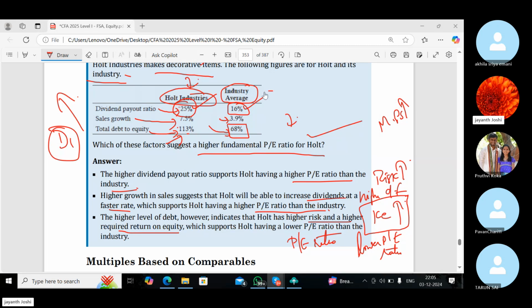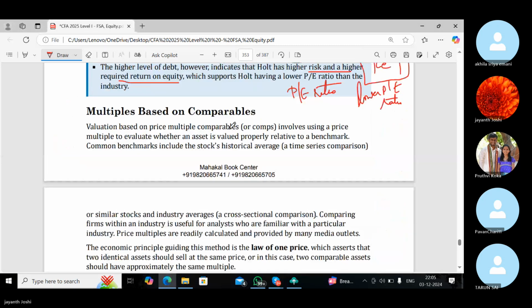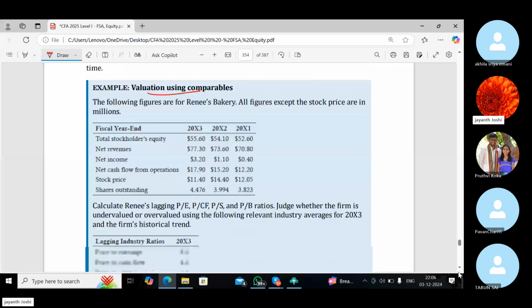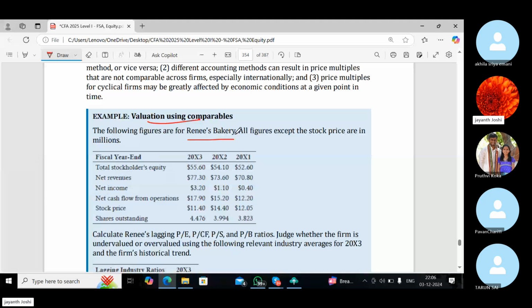Okay. Multiple based on comparables. Let us go ahead and see valuation using comparables. So the following figures are for Reni's Bakery. All figures except the stock price are in millions. So except the stock price, these are all in millions.